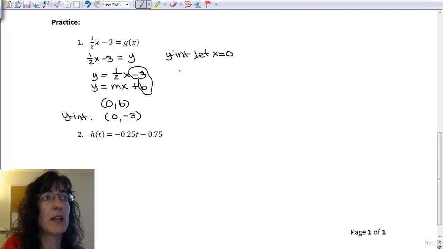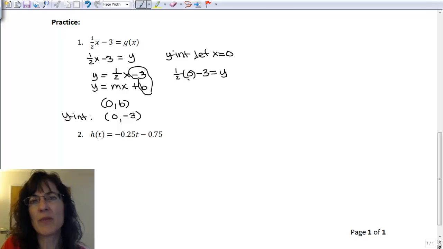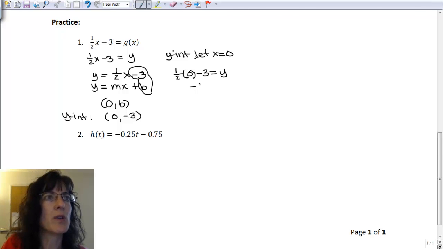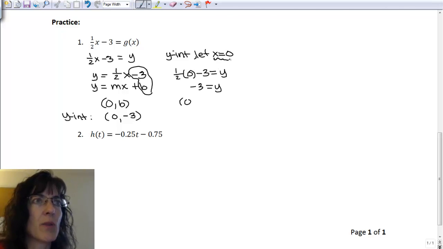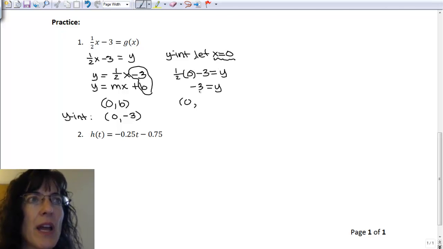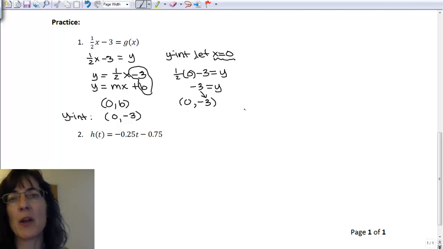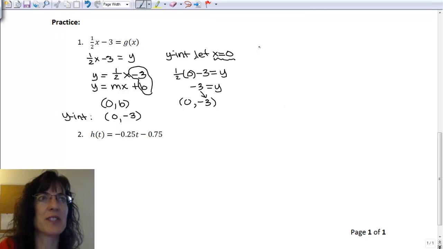In any of those forms that I have, I can use any form from above. I can say 1/2 times 0 minus 3 equals y. And then 1/2 times 0 is just 0. So -3 equals y. And then that will give me 0 for my x from right here, what I started with, and -3 for my y from right here. And that'll be the other way of finding your y-intercept.